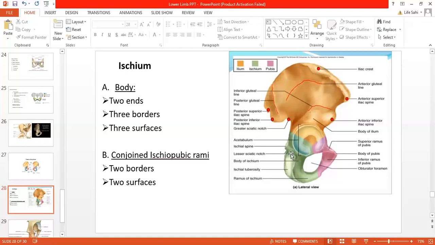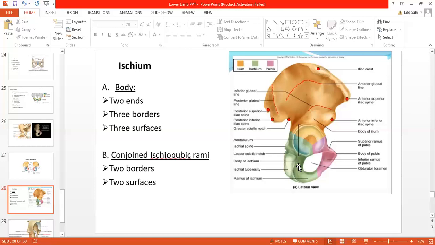The body of ischium has three surfaces: the femoral surface, dorsal surface, and the pelvic surface. Femoral surface lies between the anterior and the lateral borders. This is the lateral border, and this one is the anterior border for the body of the ischium. So this surface is going to be the femoral surface.